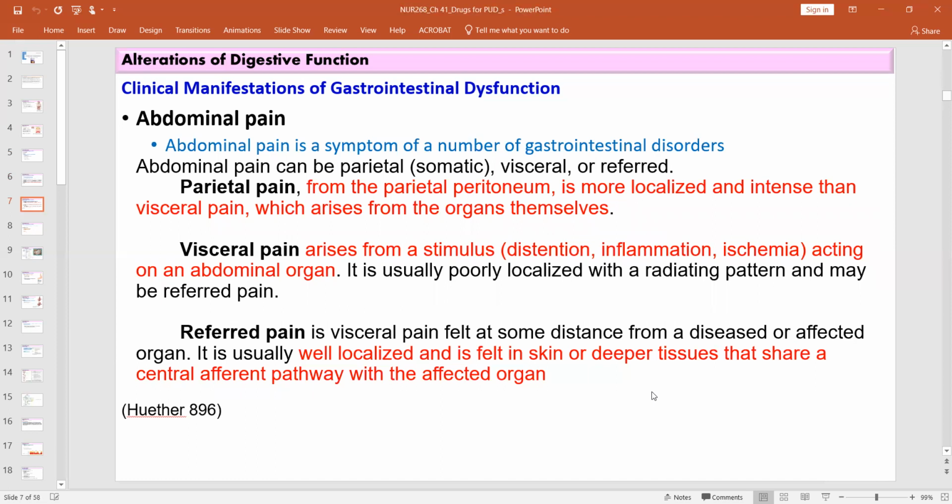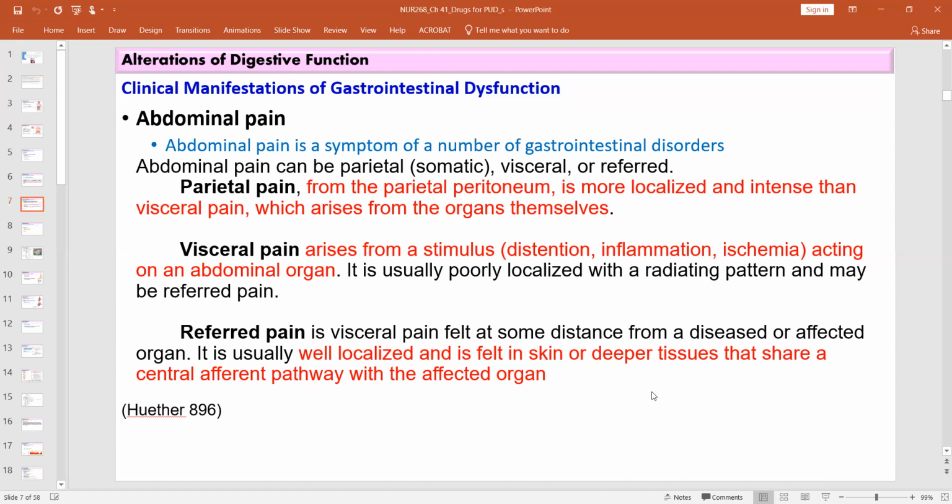Abdominal pain: parietal pain, visceral pain, referred pain. We have a few examples for each. For example, parietal pain lateralizes, which means that it will be on one side, because the peritoneum is innervated from only one side of the nervous system. So patients may experience this as one-sided pain.